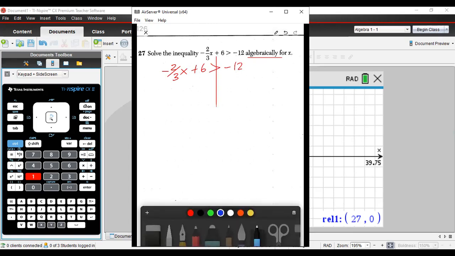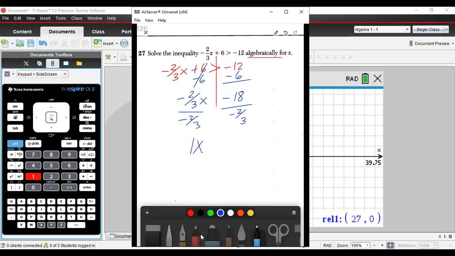Let me change the color. Subtract 6 from this side, subtract 6 from this side. This is going to cancel. I'm going to have a negative 2/3 x, and then negative 12 minus 6 is going to be negative 18. Now, last step, I'm going to divide both sides by negative 2/3, divide this side by negative 2/3. So this is going to be 1x.